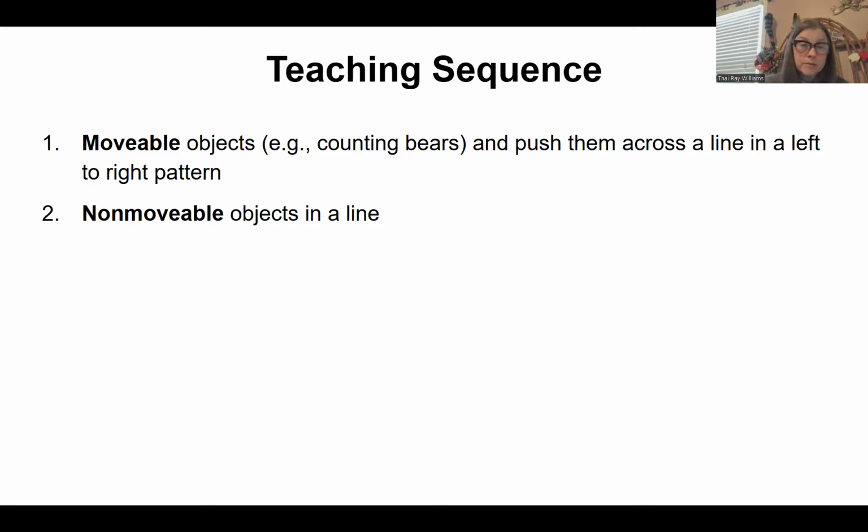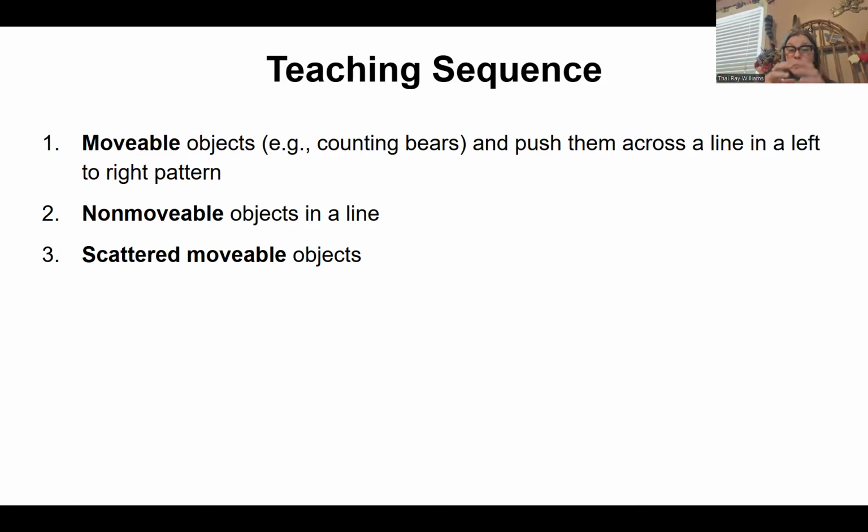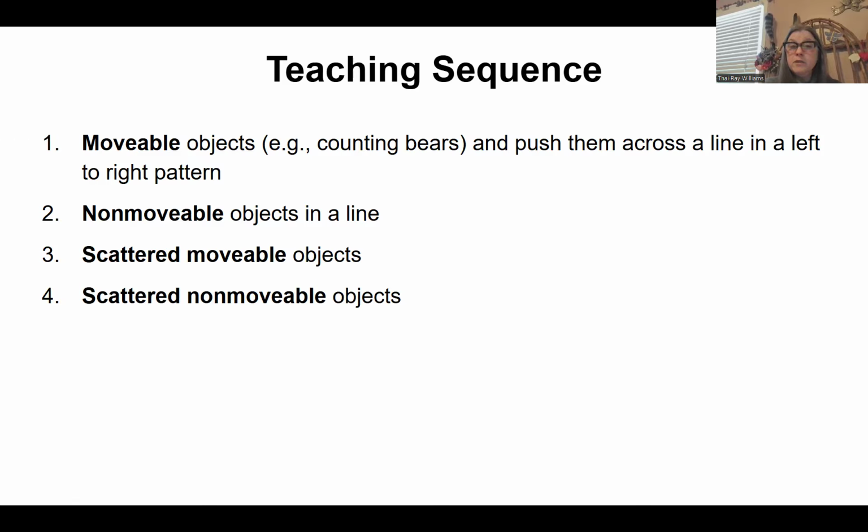We're scaffolding. Next, you do scattered movable objects. So you give them to them in a mixed array, so random order, not in a line, and then they push them up and they count them. And then you move them into scattered non-movable objects. And we'll look at what that would look like, okay?